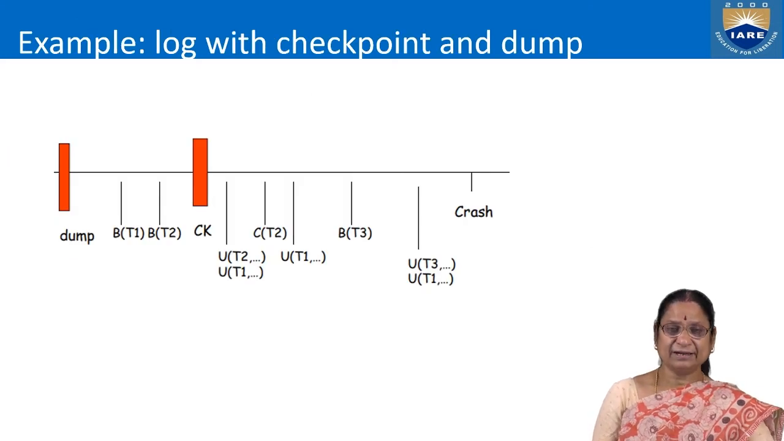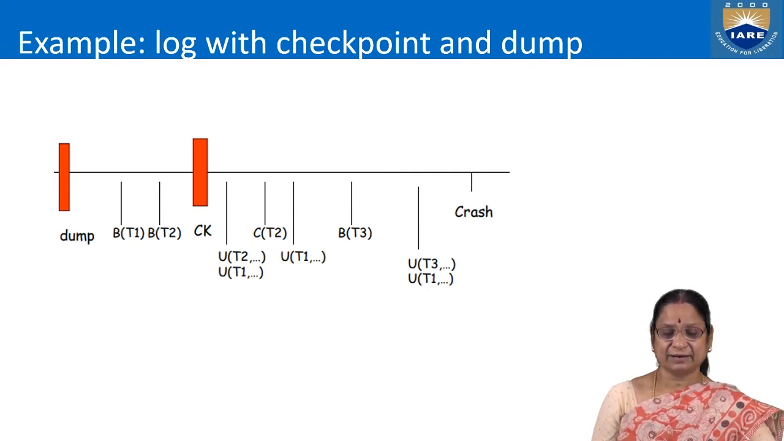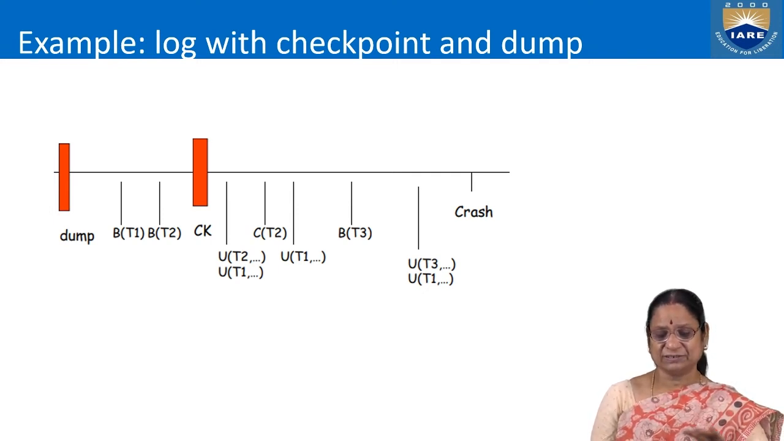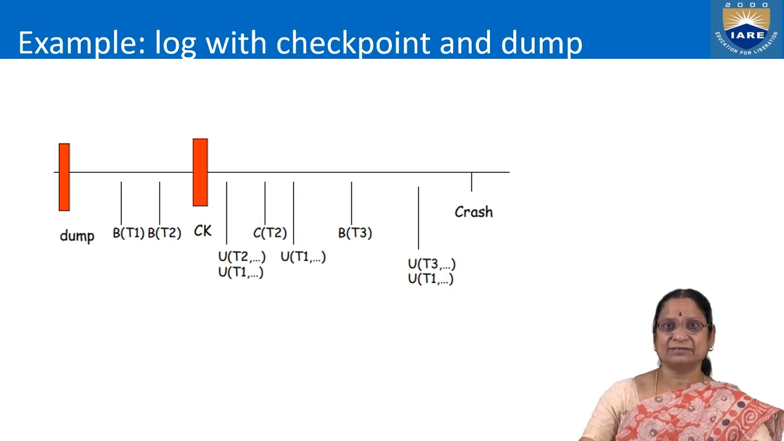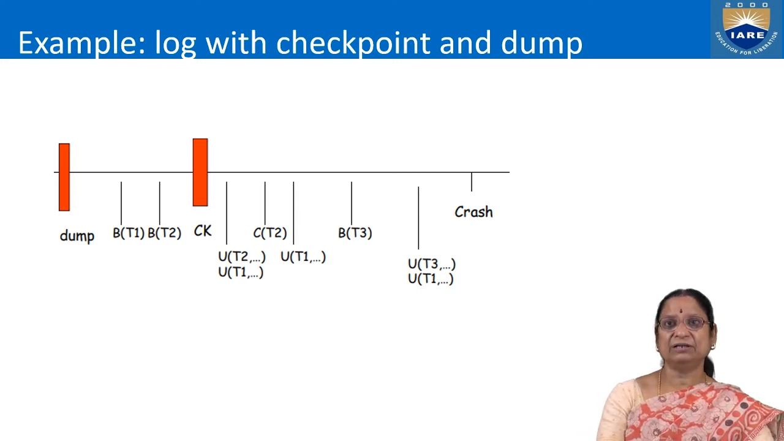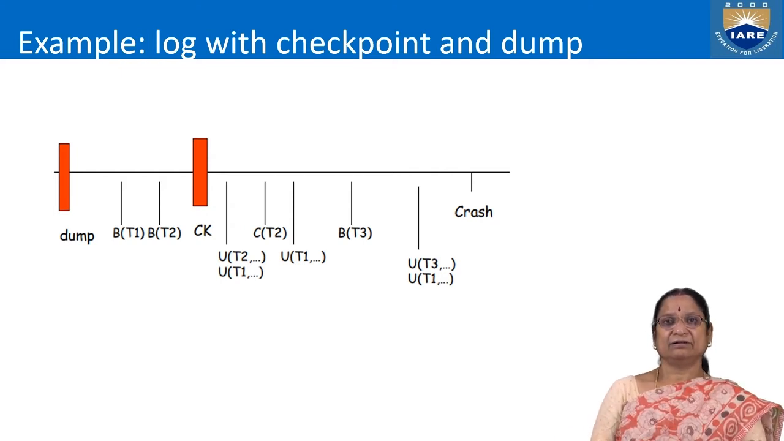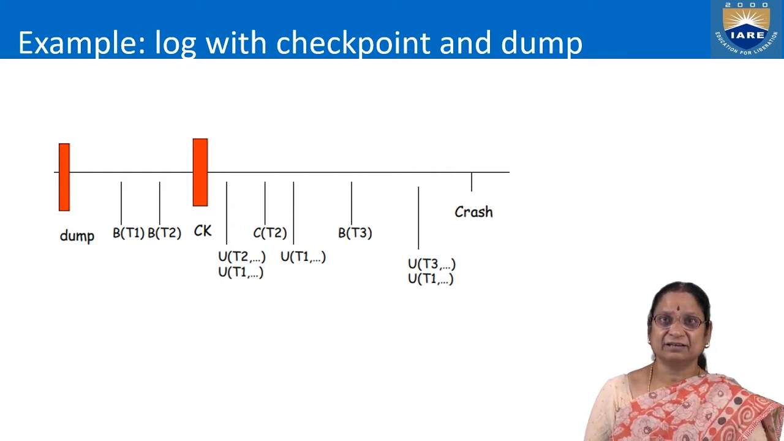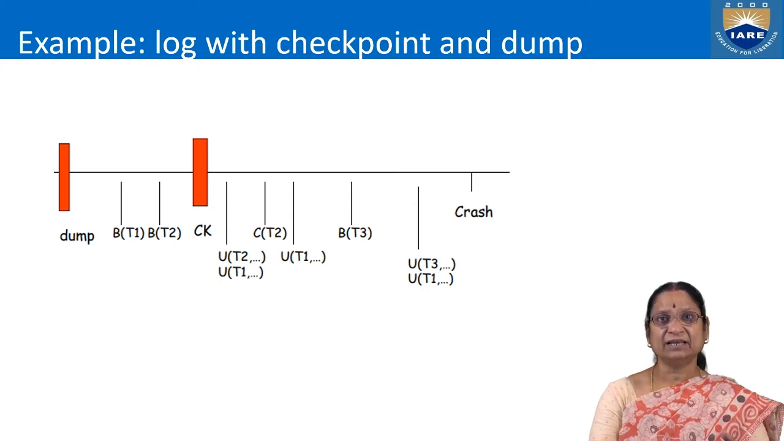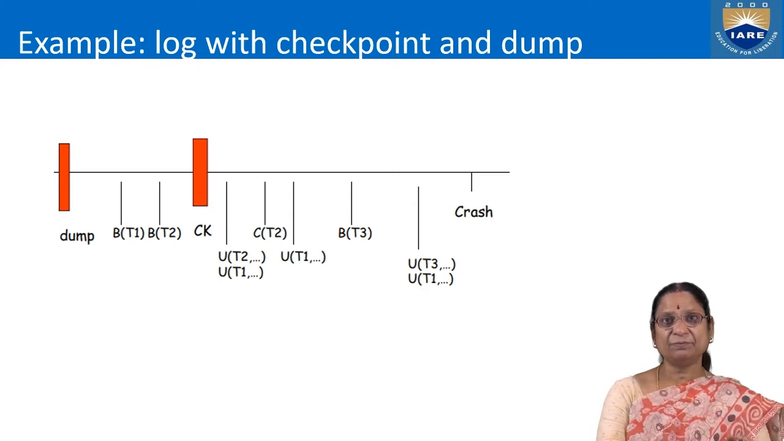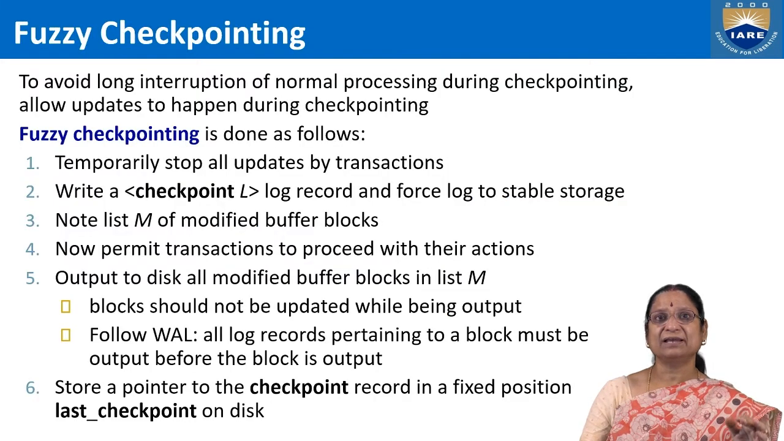So for example, here a dump is there initially, then transaction T1 begins, transaction T2 begins, a checkpoint is there, then some operations are performed, and a crash occurs. Then from this checkpoint onwards, the entire recovery is considered. But if the data is corrupted, it will be taken from the dump, and from there onwards the recovery process is considered.